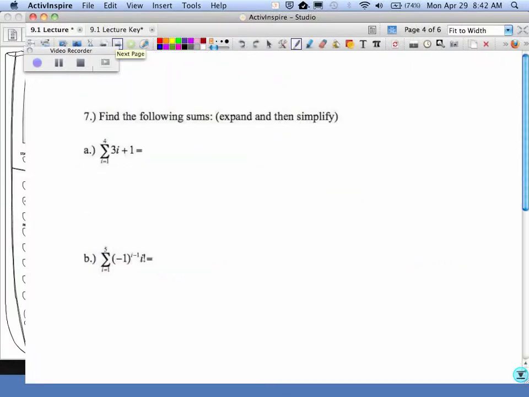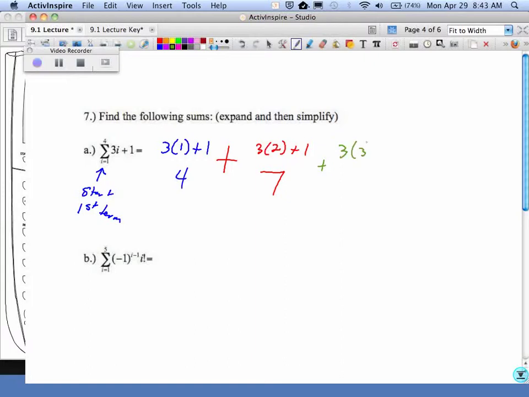So, start with the first term, is what it's telling you. I get 3 times 1 plus 1. What do you get? 4. What's the next number? The next number is 3 times 2 plus 1, which is 7. The next one is 3 times 3 plus 1. And the last one is 3 times 4 plus 1. So it's really these numbers right here.